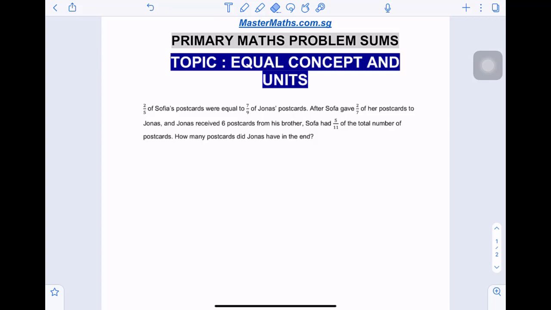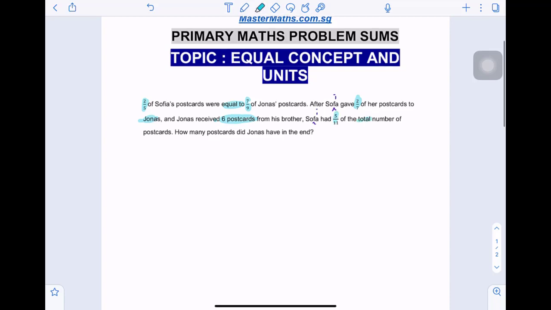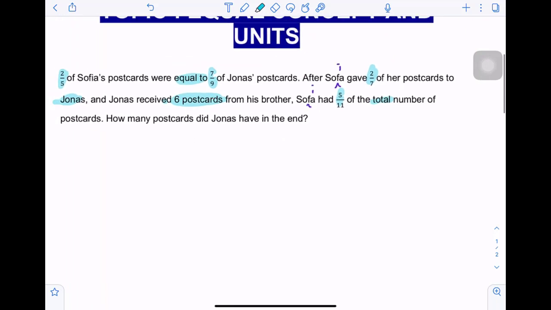2/5 of Sophia's postcards were equal to 7/9 of Jonas's postcards. After Sophia gave 2/7 of her postcards to Jonas, and Jonas received 6 postcards from his brother, Sophia had 5/11 of the total number of postcards. How many postcards did Jonas have in the end?